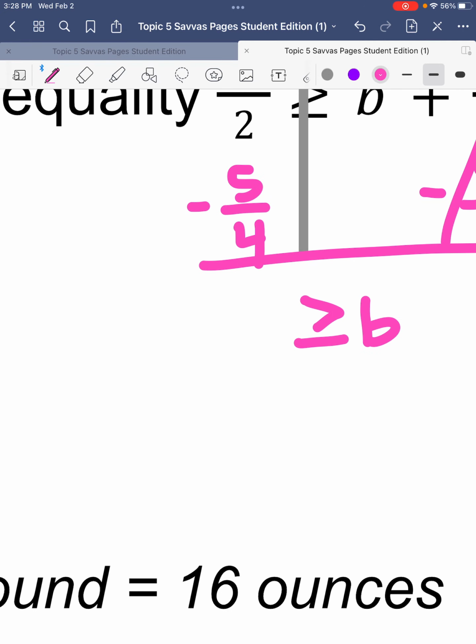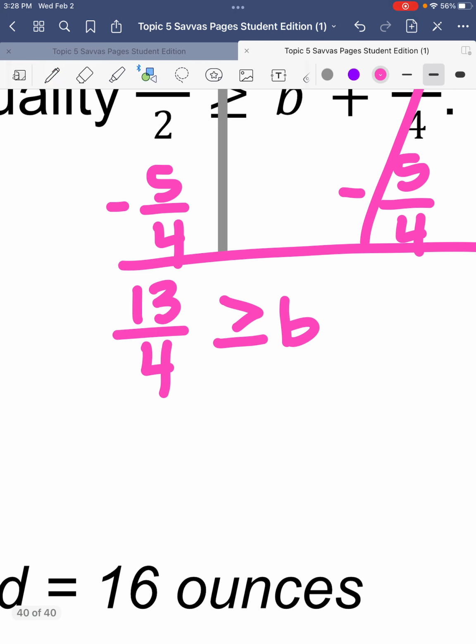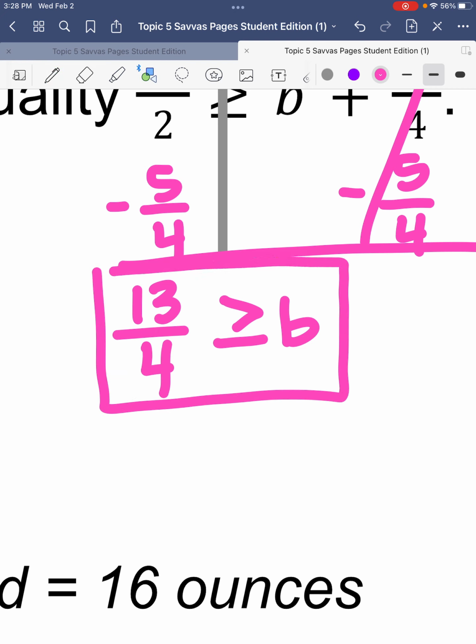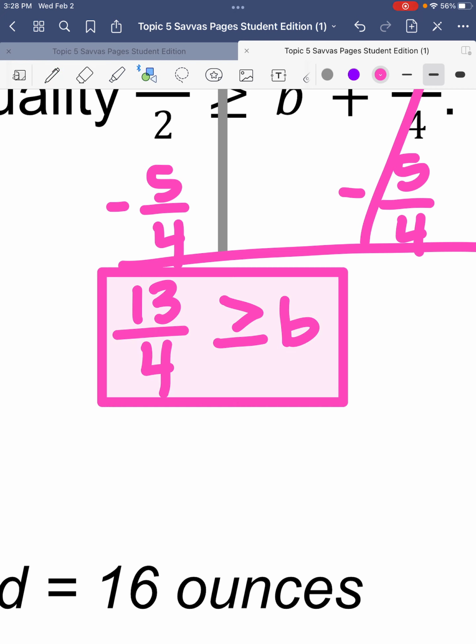So 13 over 4 is my answer. So 13 over 4 is greater than or equal to b. Now, could I also write that to where I have a mixed number? Yeah, how many times does 4 go into 13? 4 times 1 is 4, 4 times 2 is 8, 4 times 3 is 12.